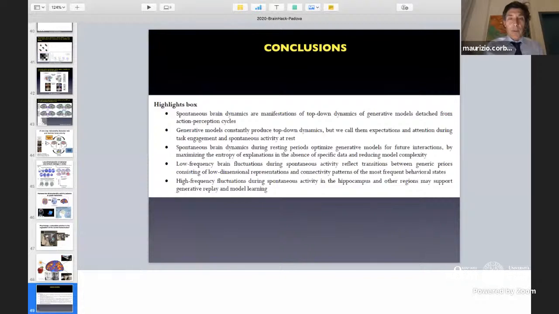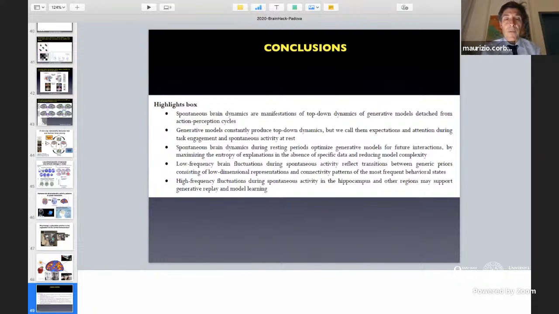Okay, so these are some of the conclusions. Spontaneous brain dynamics are a manifestation of top-down dynamics of a generative model detached from action perception cycles. Generative models constantly produce top-down dynamics, but we call them expectation and attention during task engagement, and spontaneous activity at rest. Spontaneous brain dynamics during resting periods optimize the generative model for future interaction by maximizing the entropy of explanation in the absence of specific data, reducing model complexity.